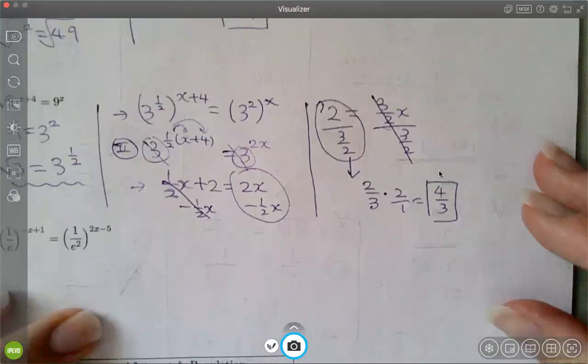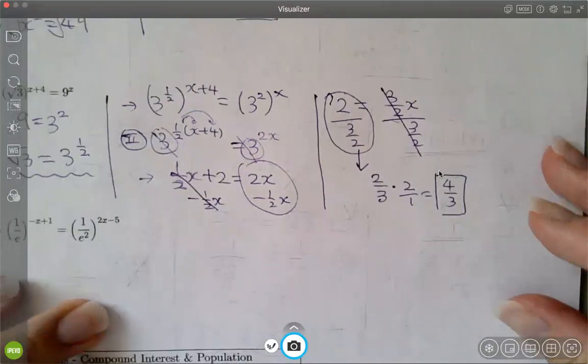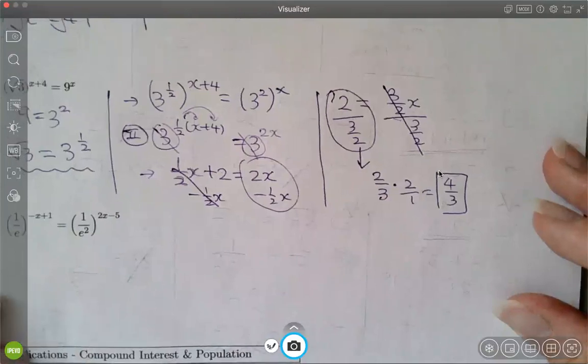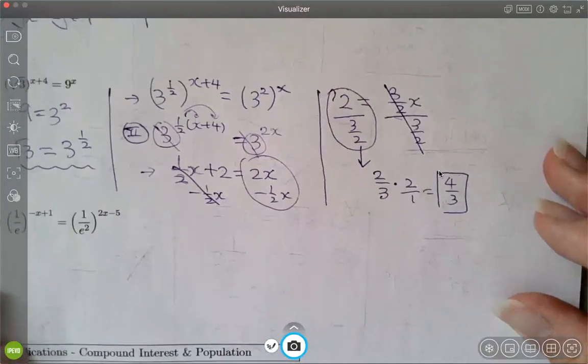Okay, you may see fractions even in these exponential equations. So yeah, remember fractions have to be your best friend, not only your friend, okay?